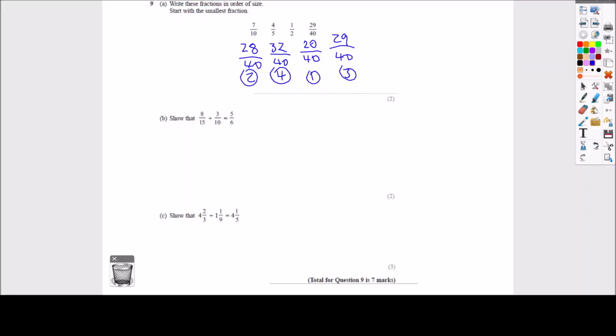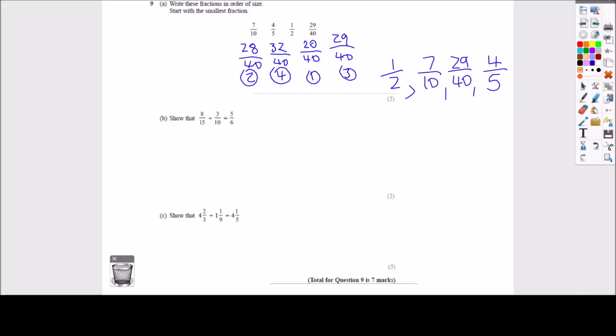So going back to my original fractions, 20 over 40, so the half is the smallest, then the 7 over 10, then the 29 over 40, and then finally 4/5.